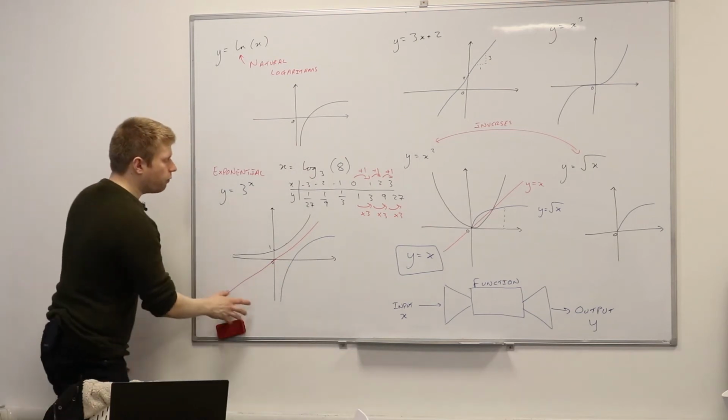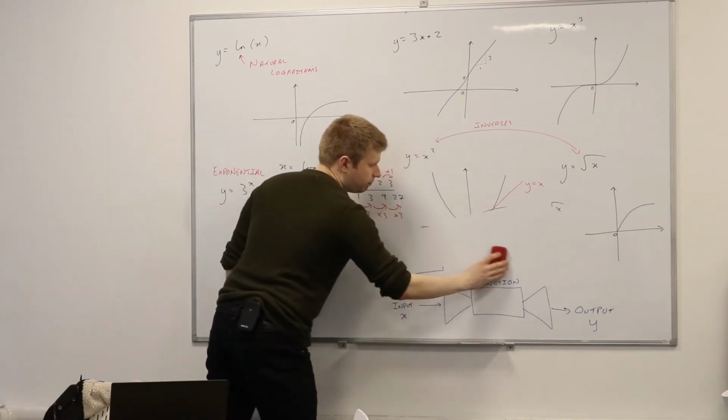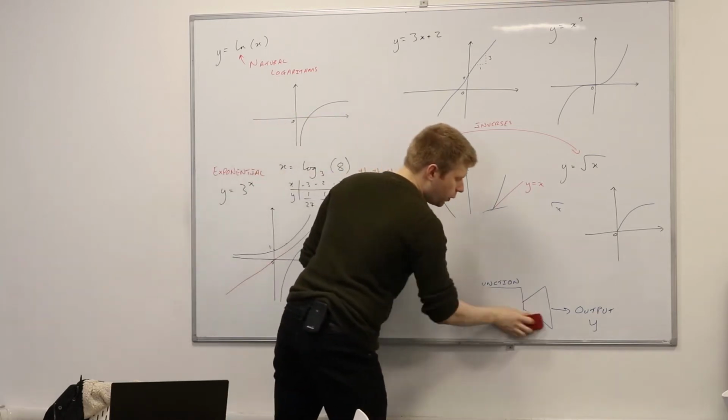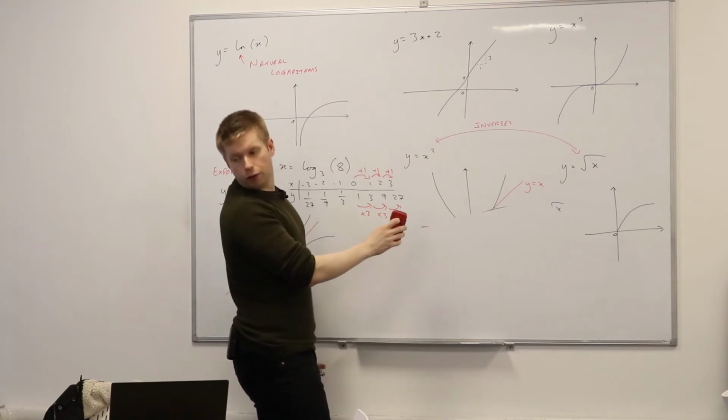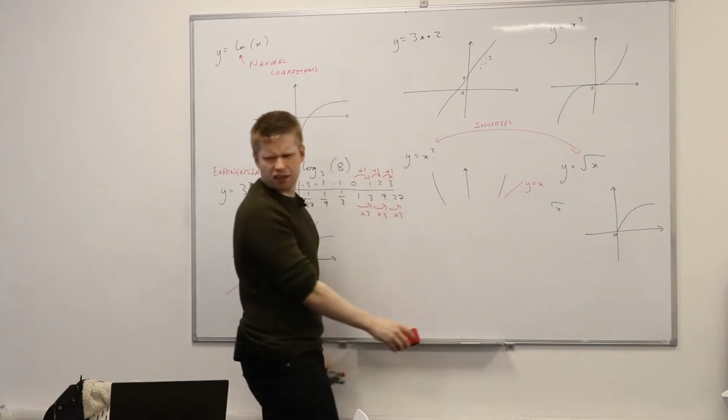Now, let's have a look at the graph y equals 1 over x. This one is a little bit weird. Does anybody know what this one looks like? Has anybody drawn it? Which one? The y equals 1 over x, number 5. Sorry, number 10.